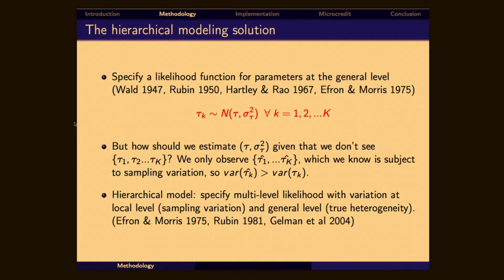So what we're going to do is specify a multi-level likelihood with variation at the local level, which we're going to think of as that sampling variation, and variation at the general level. So Ava already showed you one example of this, but because these models are super strange from the perspective of a curriculum in PhD metrics, I'm going to show it to you again in a different way, and hopefully one of the two explanations will go into your brain.